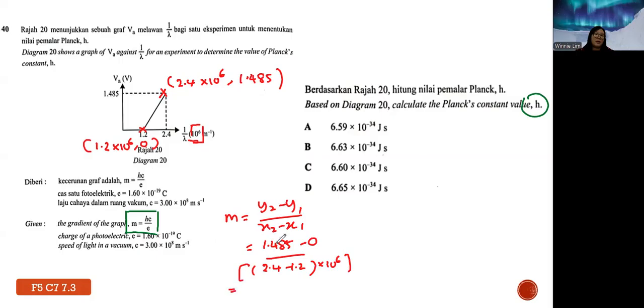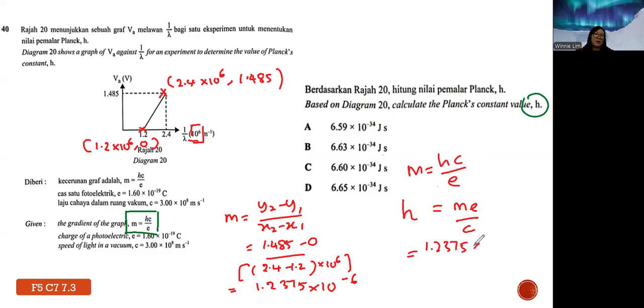Then you get the value of the gradient first. So what do you get for your gradient? Okay, I think I press one more time. 1.485 divided by 1.2 times 10 power 6. So I actually get 1.2375 times 10 power of negative 6. This is not the answer yet, because I want to find h. Based on the equation m equals hc per e, h is actually me per c. So my gradient is 1.2375 times 10 power negative 6.